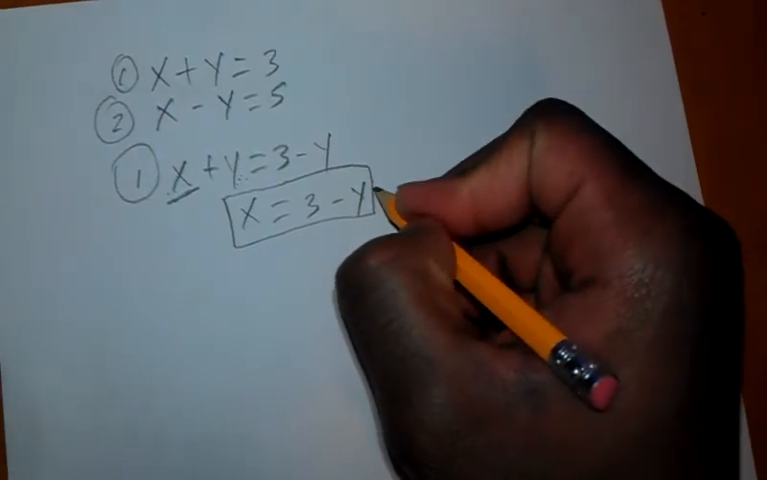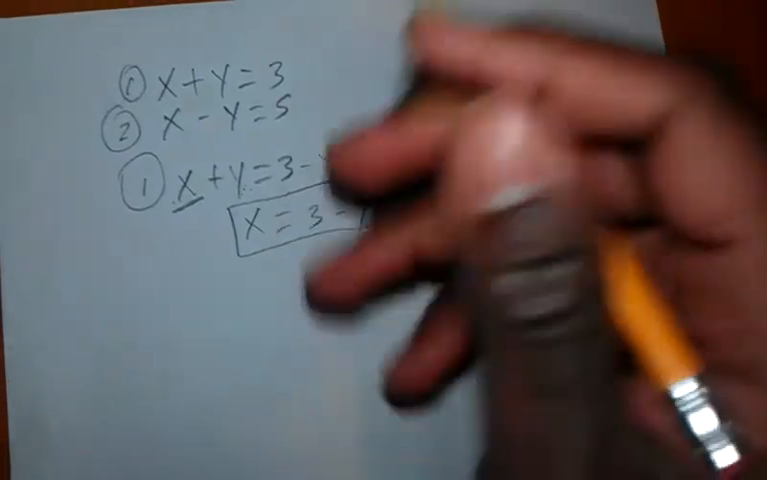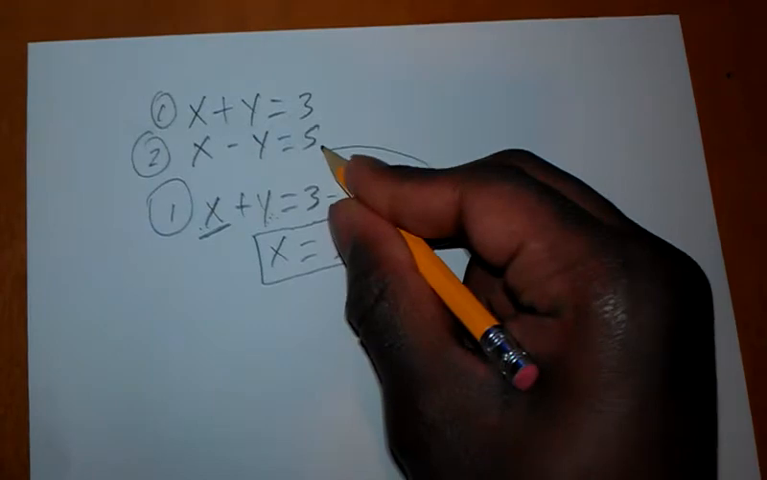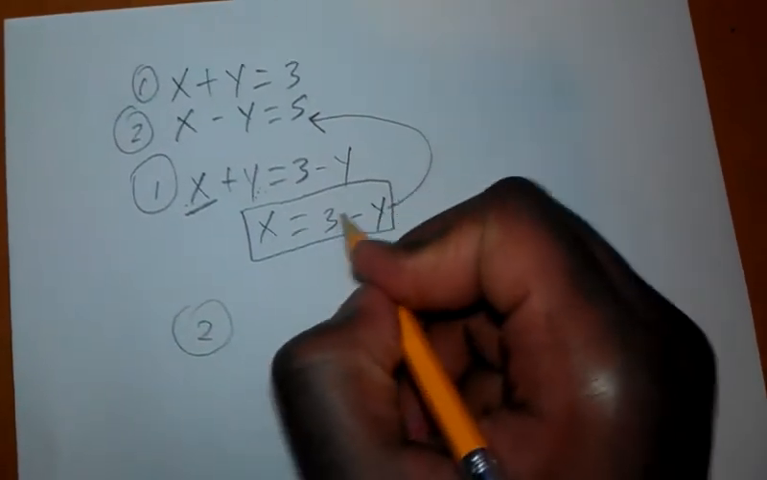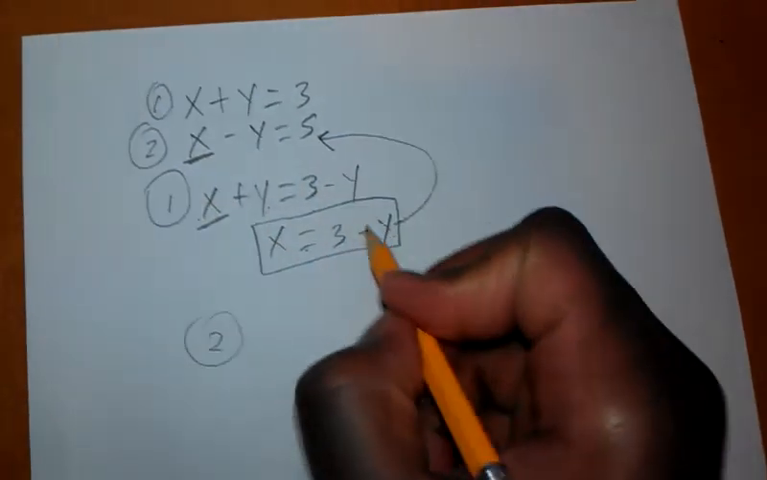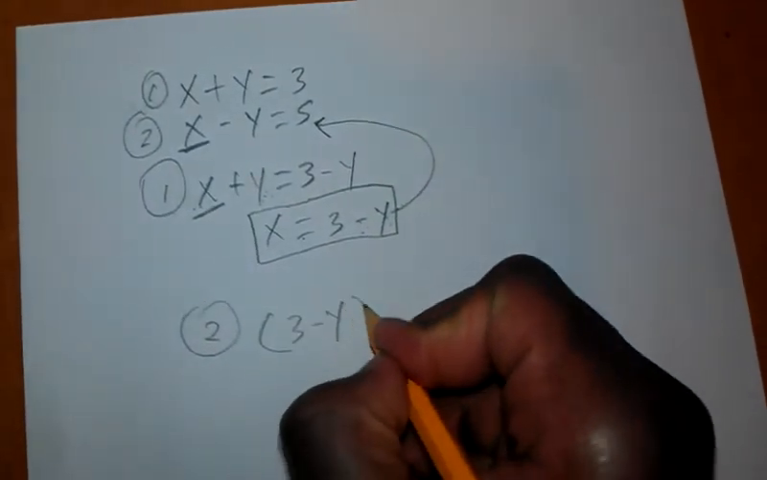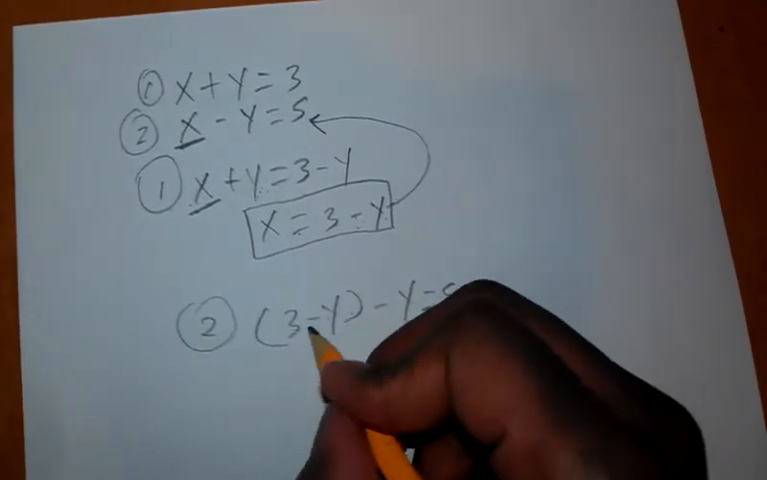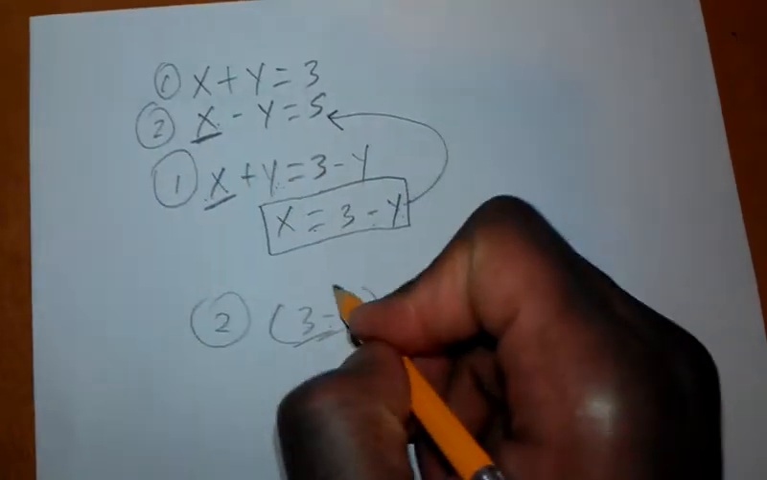So now that I have the value of x, by substitution I'm going to plug this into equation number 2. Remember, 3 minus y is my substitution for x. So that's exactly what I'm going to use in this case: 3 minus y is equal to 5. See, 3 minus y is my substitution for x in equation number 2.